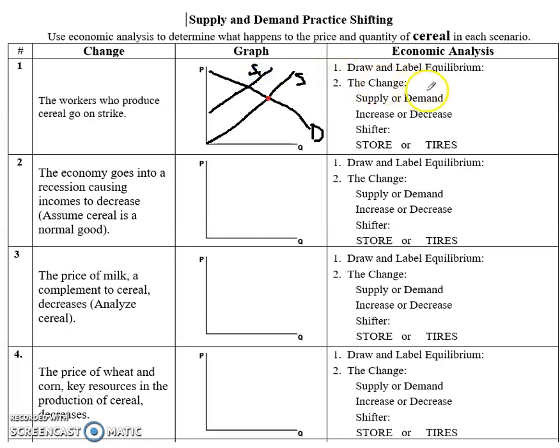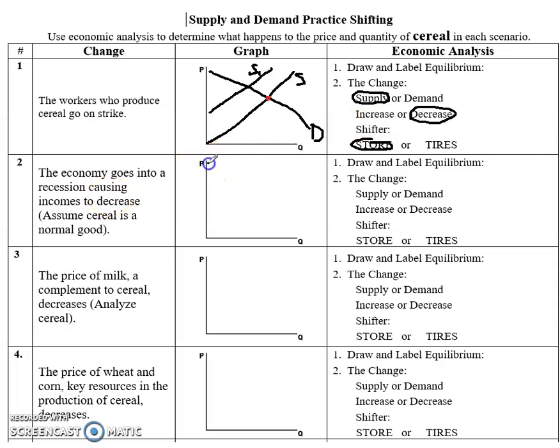And then over here, look, you have to answer all these things. So it affected supply. Supply decreased. And the shifter is store. Easy. Let's do number 2 together.